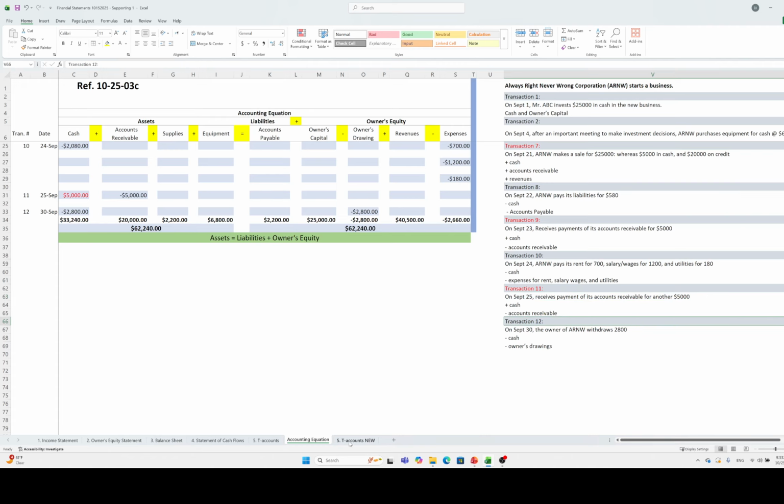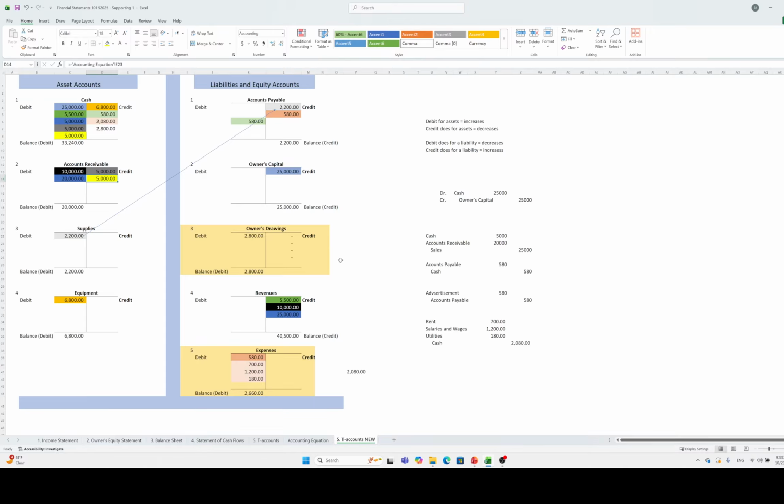And then transaction 12, the owner withdraws money for $2,800. So basically the owner's drawings account is debited by this amount here. Let me change to this color, and then the cash is credited by the same amount. That's how it works. I hope you have found this video helpful, and by now you have a better feeling of how this T account works.